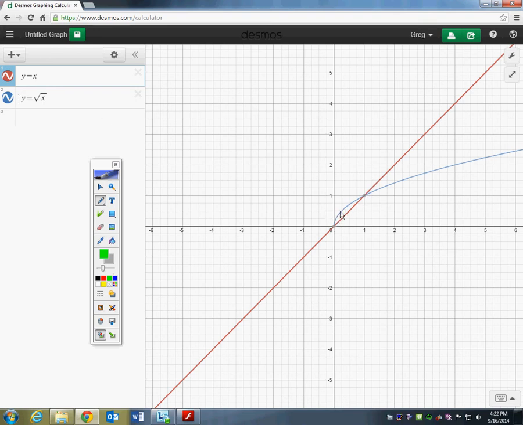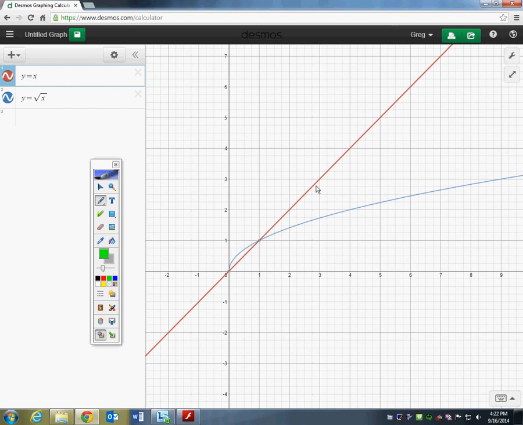It goes above the line, it goes above y equals x first, and then goes under the line. We're going to see that pattern happen over and over again. And these lines, of course, go on forever.